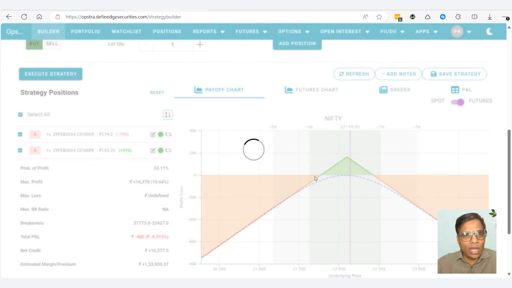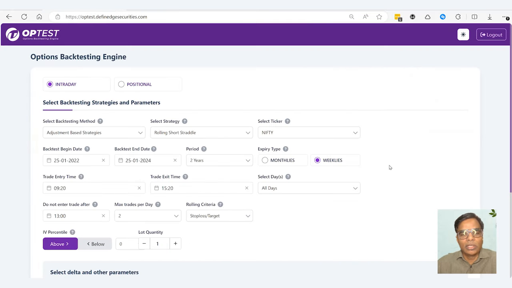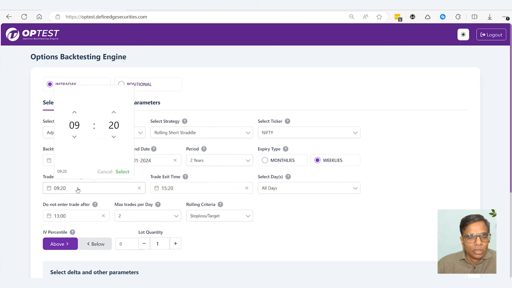Now let's see how this backtesting works. So we'll do 2 years, and take weekly options in Nifty. The entry time is 9:20. You can change this; maybe you don't want to enter early, maybe you want to enter after 10 o'clock. You simply change the time here, like go to 10, like this. But let's follow the basic one, which is 9:20.